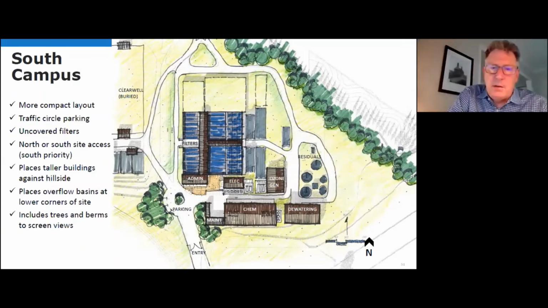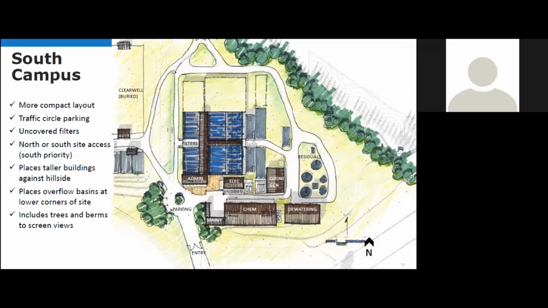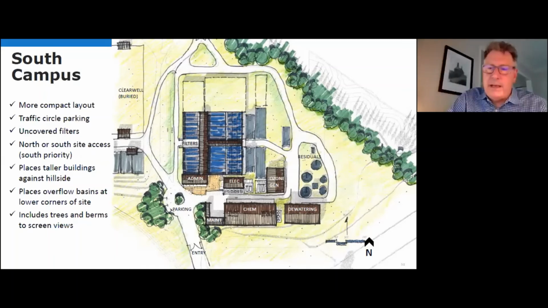This is kind of rotated orthogonally, in other words, about 90 degrees to north, and you can see the chemical building and the admin building and the electrical building on the south side of the site instead of on the west side, with a dominant entrance from Bluff Road. Some of the things we're showing there are parking. This one doesn't have covered filters. It places the taller buildings against a hillside, on the right-hand side, the tallest part of the site. We would nestle them into that part of the site, but you'd still see their roof forms from Bluff Road.